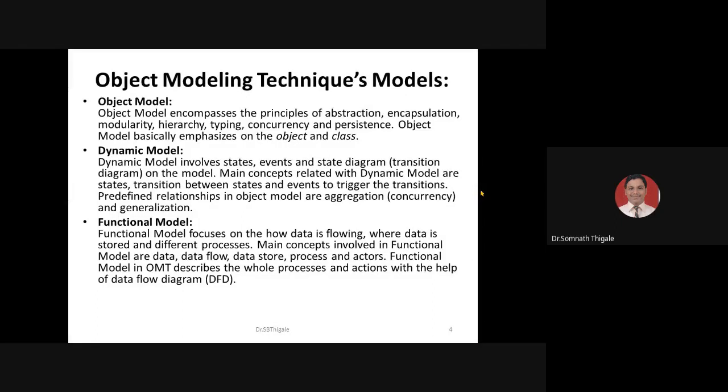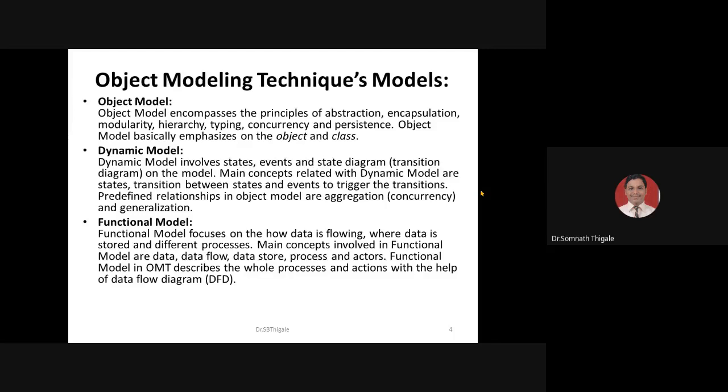If I complete these three models for any project or any software on which I am working, I can say that I have implemented the object modeling techniques. So let's see each one of them.